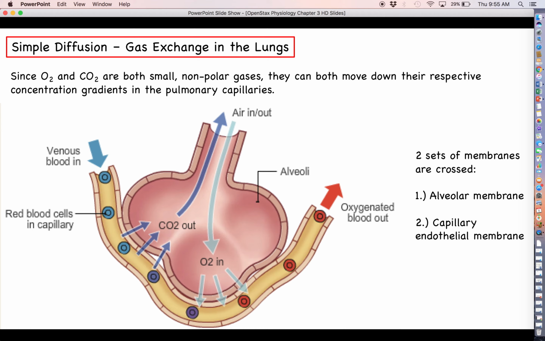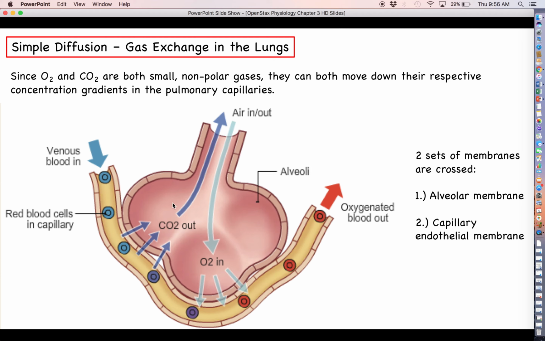This air that you have breathed in has a high concentration of oxygen and a low concentration of carbon dioxide. The blood that is moving into the pulmonary capillaries, right in close contact with those alveoli, coming in through the pulmonary artery, is oxygen poor and carbon dioxide rich. So in blue here on the left side, we've got blood that has a low concentration of oxygen and a high concentration of carbon dioxide.